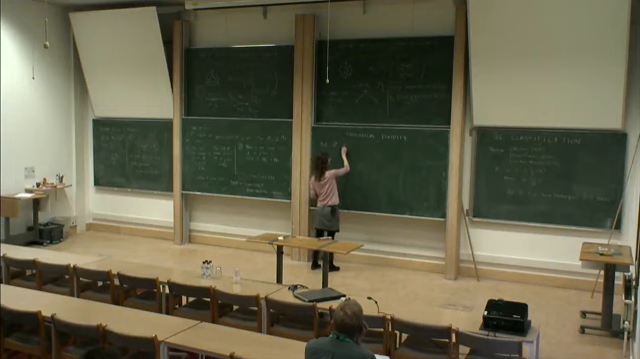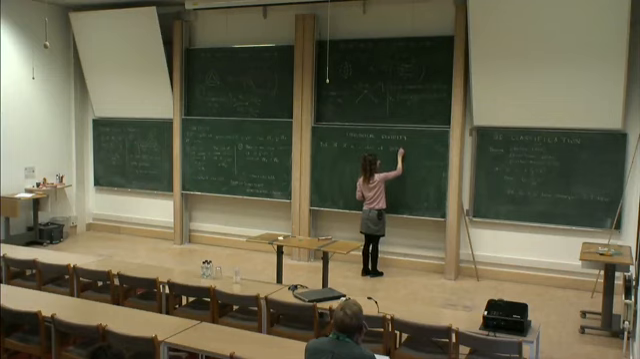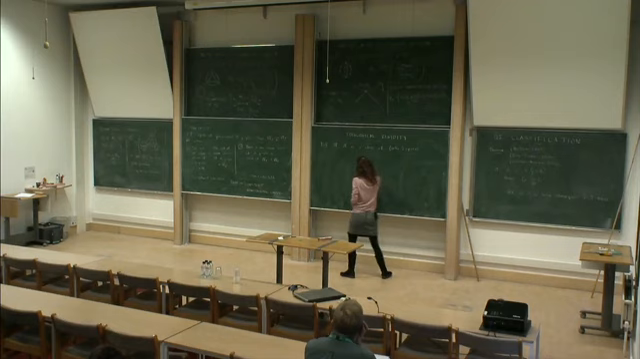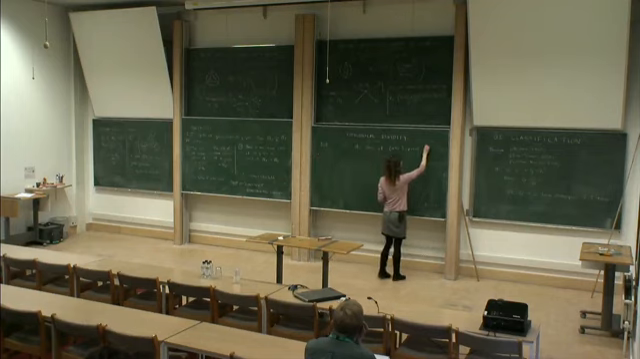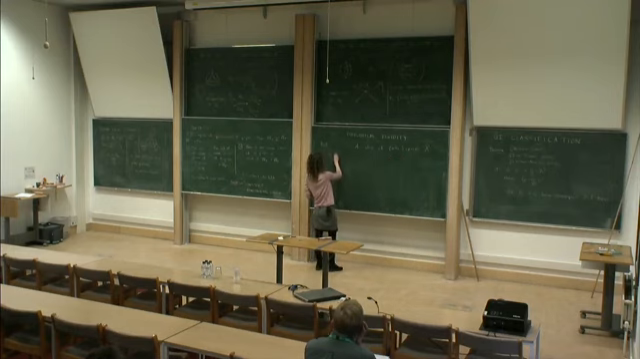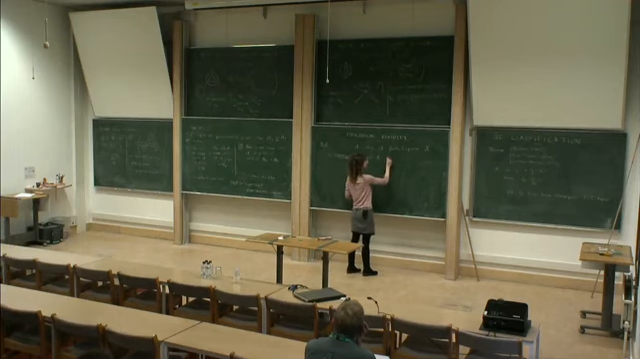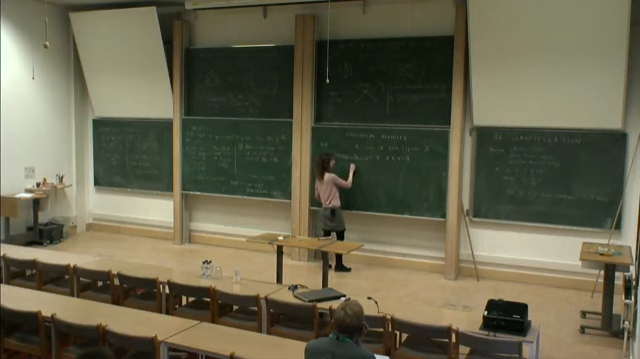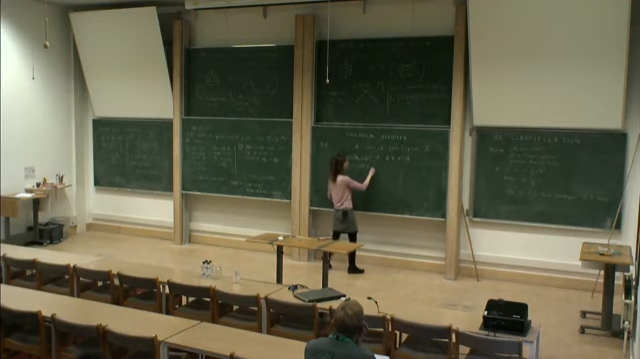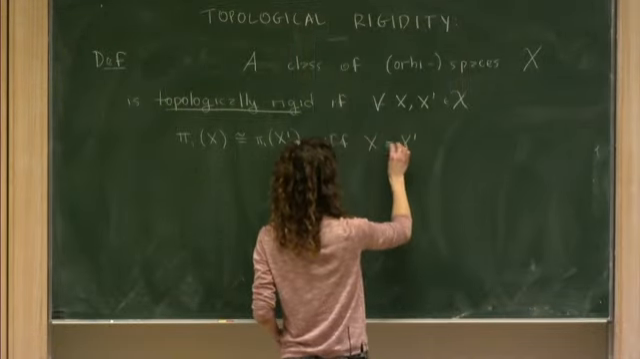So if X is a class of orbit spaces, a class of orbit spaces X is topologically rigid if for all X and X prime in your class of spaces, X and X prime have isomorphic fundamental groups if and only if X and X prime are homeomorphic spaces.